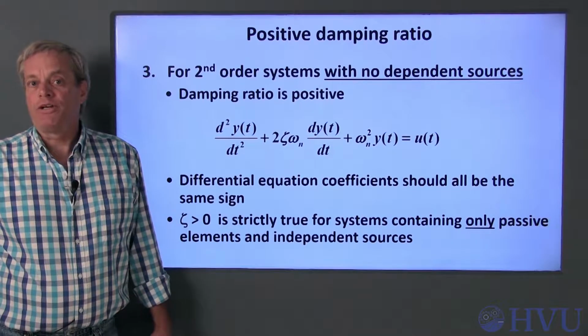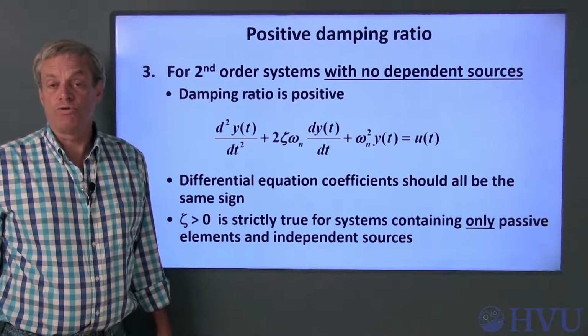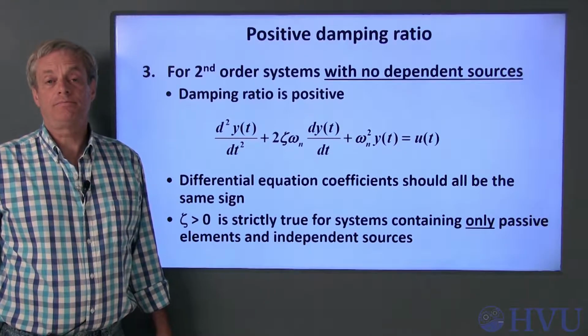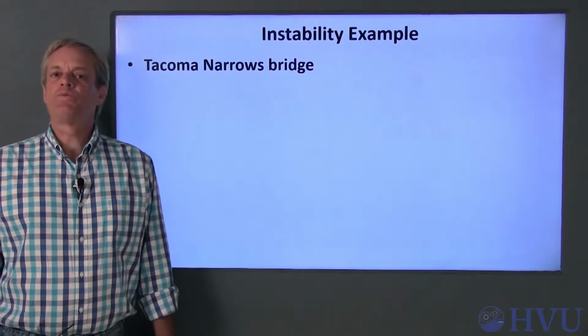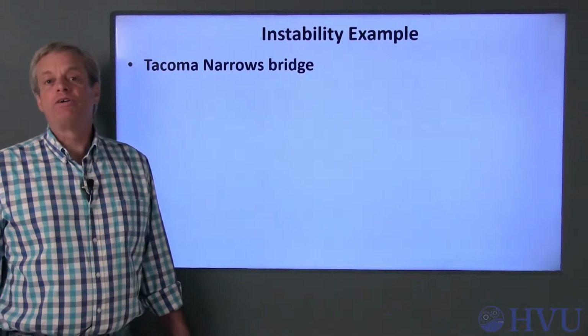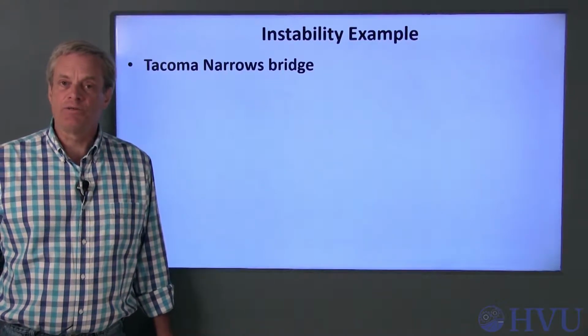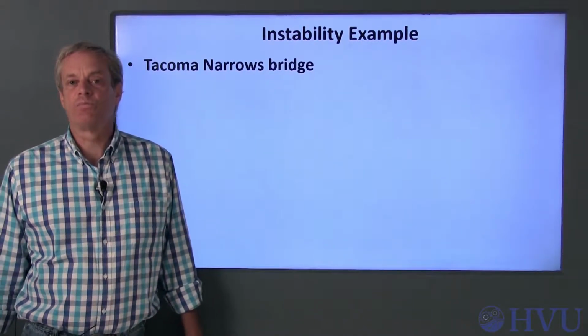Before we do more math, let's take a look at an example of a real-world system that has a response that grows with time. Systems with a negative damping ratio have responses that grow with time. They're said to be unstable. A relatively famous example of an unstable system is the Tacoma Narrows Bridge.